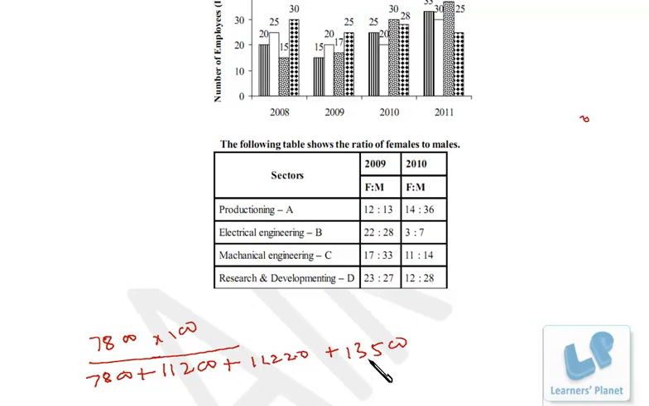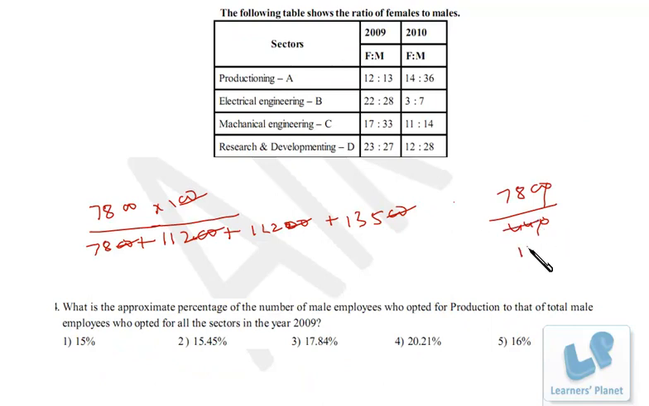So quickly add all of them. We can remove these two zeros with the common two zeros. So it is 7800. This 112, 112, 224, almost 225, and this 300, 300, 435, around 440 we can say, right? So that's 411.